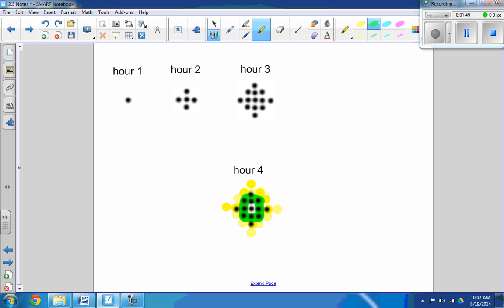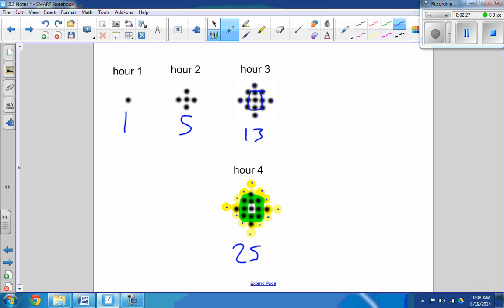So let's count up how many dots we have in each of these. We have 1 dot, 5 dots. We have, looks like we have 13 dots. We've got 9 right here, plus 4. Now let's look at this one. So it looks a little bit more complicated. We've got our 13, and then I've got 1, 2, 3, 4, 5, 6, 7, 8, 9, 10, 11, 12 additional dots. So we've got 25 dots.